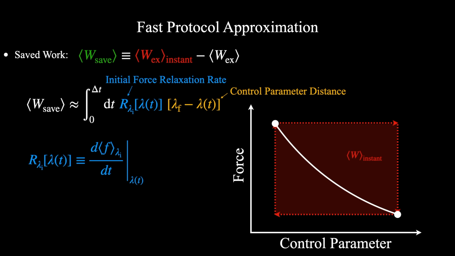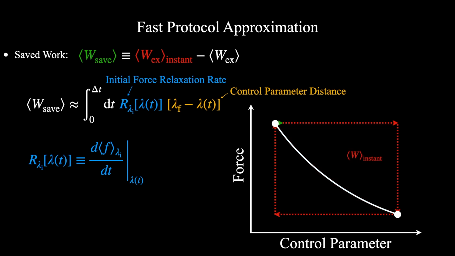If you allow yourself some short amount of time to relax towards equilibrium and follow this optimal protocol that I've described, then the protocol would look something like this. You jump to some intermediate value, you relax towards equilibrium, and then you jump at the end. And then finally, to go backwards, you relax towards equilibrium, do this whole process in reverse, relax for a short amount of time, jump towards the end, and jump again. So the area of this green rectangle gives the saved work.